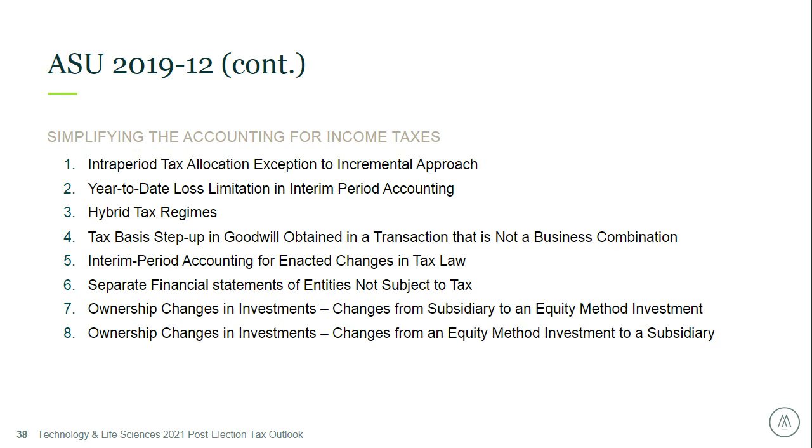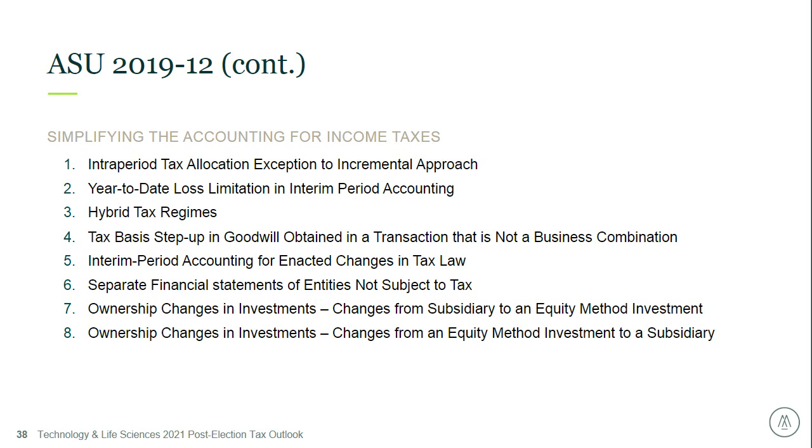Next, we have ownership changes in investments from subsidiary to equity method investment. The guidance previously restricted recognition of a DTL on the portion of the outside basis difference that existed before the subsidiary became an equity method investment. Under the new guidance, an entity will need to recognize a DTL related to the outside basis difference of an equity method investment when the subsidiary becomes an equity method investment, assuming it is no longer eligible to assert indefinite reinvestment.